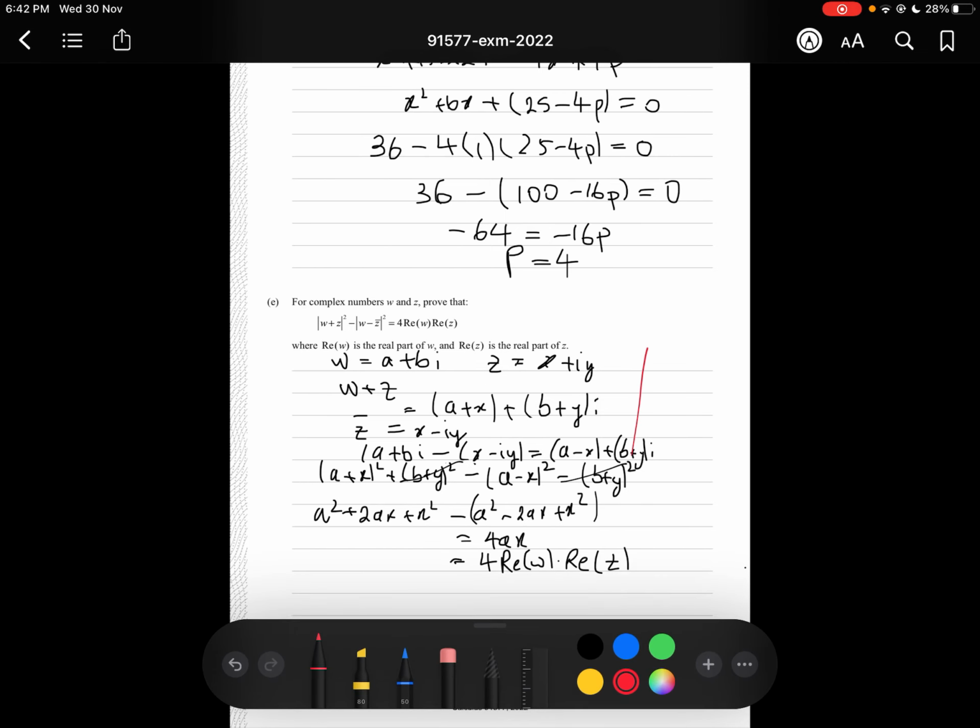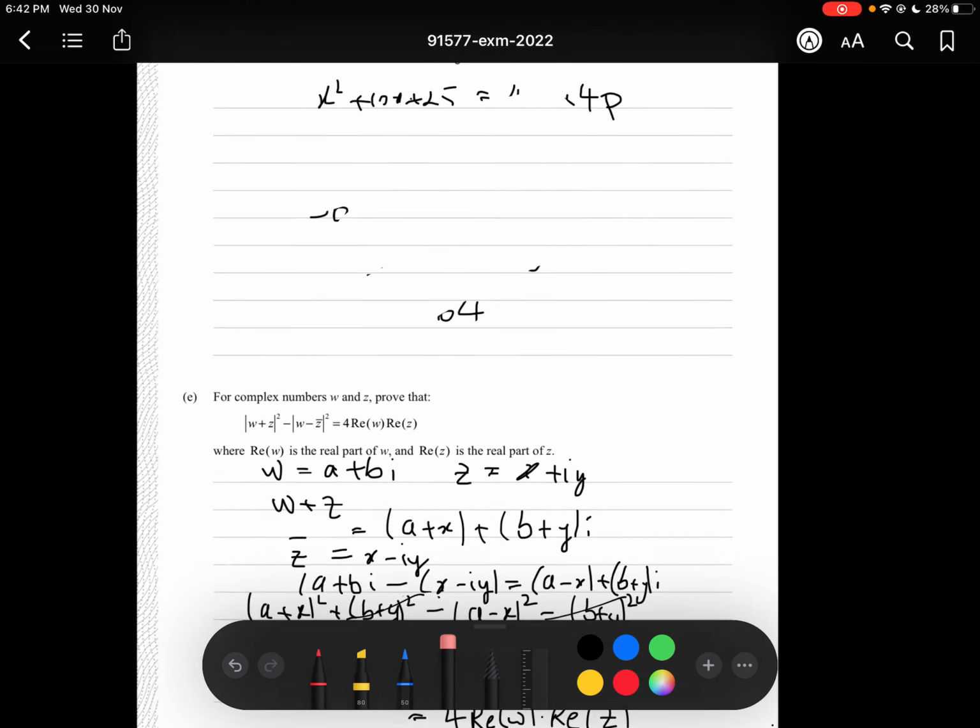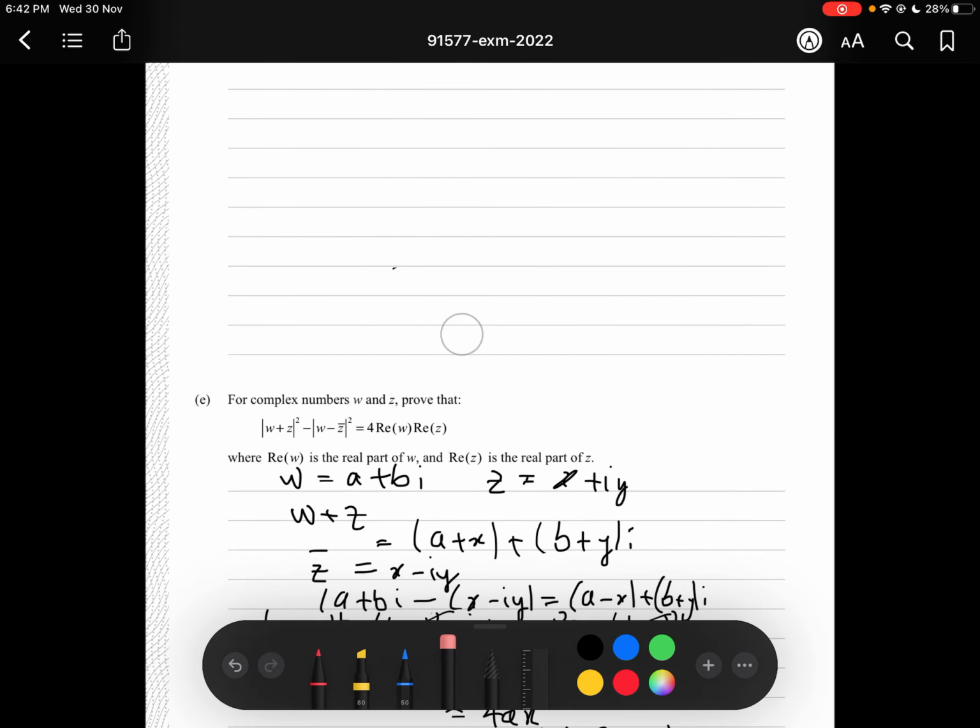Oh, sorry. Let me just get rid of this. Sorry about that. I thought I cleared it, but apparently I didn't.